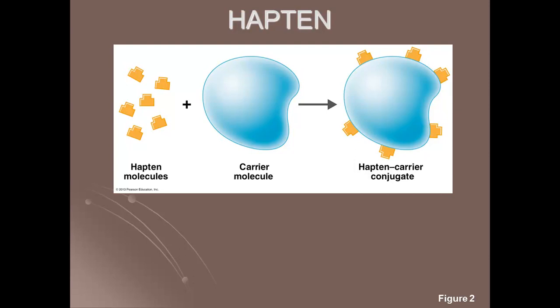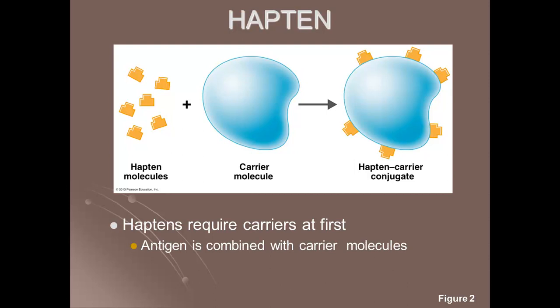A hapten. A hapten is a partial antigen. It is a molecule too small to stimulate antibody formation by itself. However, when combined with a larger molecule, usually a serum protein, the hapten and its carrier function as an antigen and can stimulate an immune response. So haptens cannot stimulate an immune response by themselves, so they require a carrier molecule, such as a serum protein. Then the antigen and the carrier molecule come together and combine, and that together will cause an immune response.